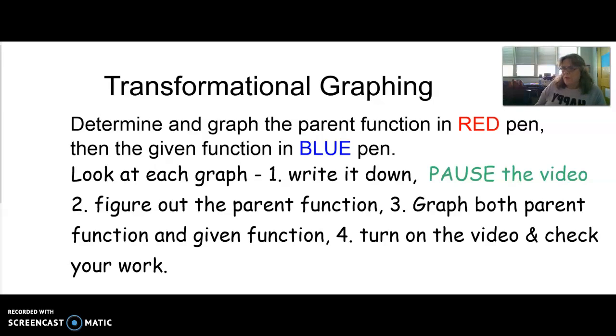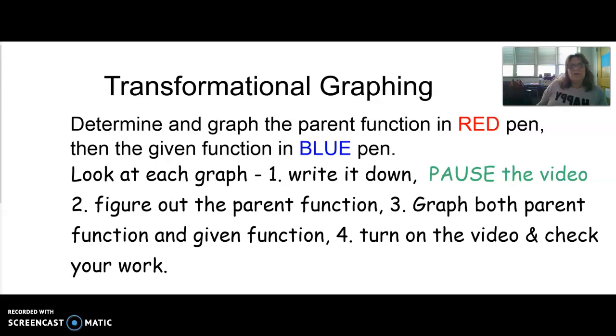Hey guys, we're going to talk a little bit about transformational graphing. We have a lot of different parent functions. Those are the basic functions that we'll be talking about this year. And depending upon where something is added or subtracted to the original problem, then that transforms the graph. It moves it in one direction or the other.